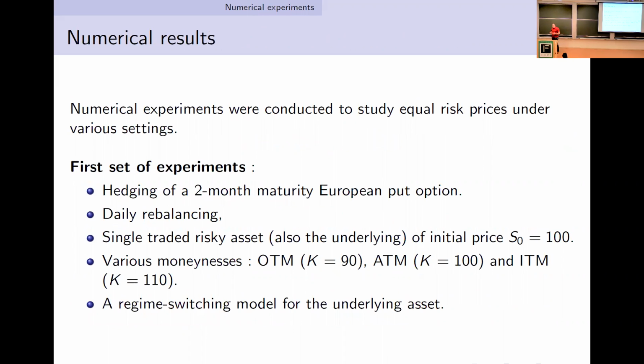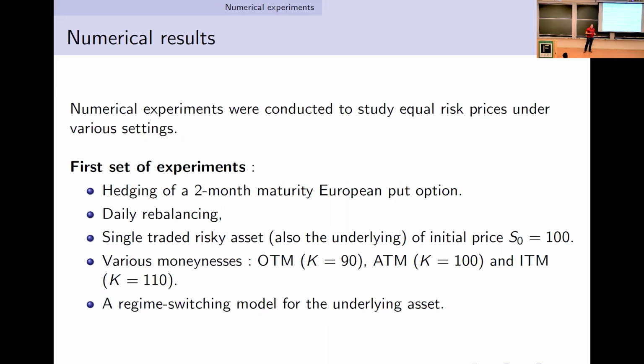Now we go into a set of experiments to test the approach. In the various papers, there are various experiments presented. Let's talk about the first one. We hedge a two-month maturity put option with daily rebalancing, trading only the underlying asset of the option to perform the hedge. We consider various levels of moneyness for the option: out of the money, at the money, and in the money. The initial underlying price was $100, and we considered various moneyness levels.